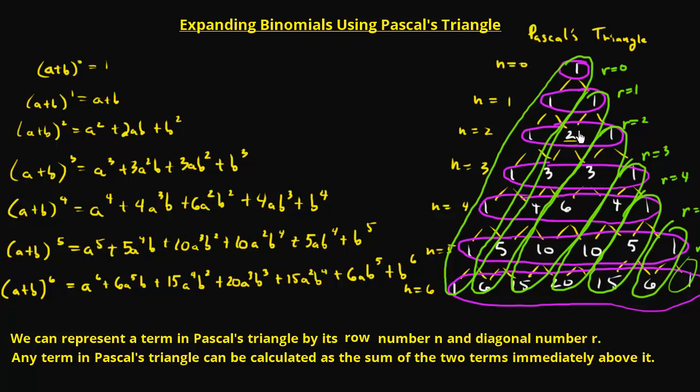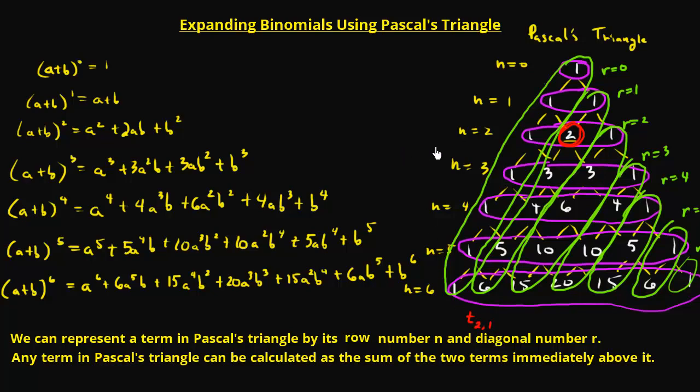Let's use red because it's easy to see. If I wanted that entry in Pascal's triangle, well, I could represent that as term T sub n, where n is the row number, so it's row 2, and that would be diagonal 1. So I could represent that as the term T sub 2 comma 1.